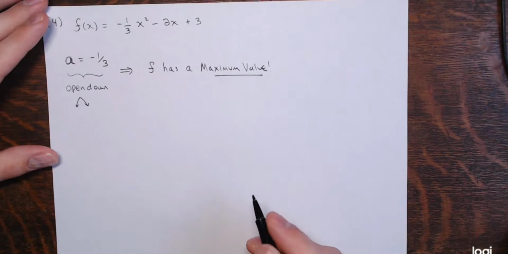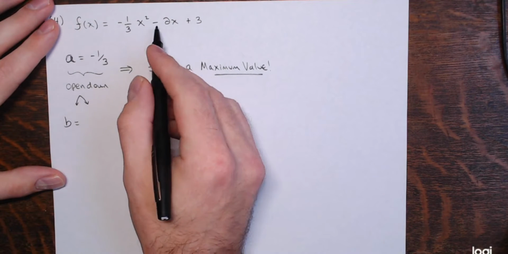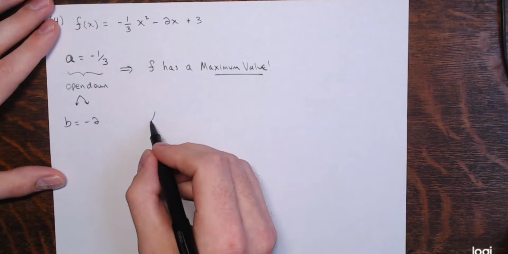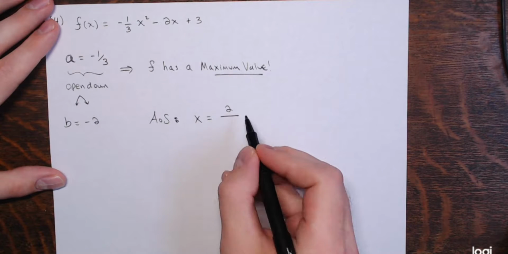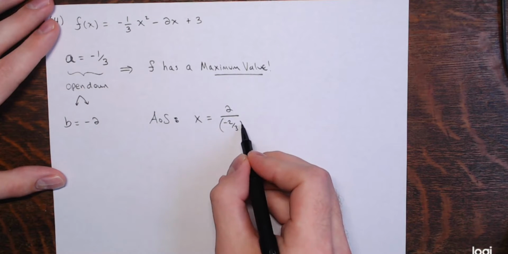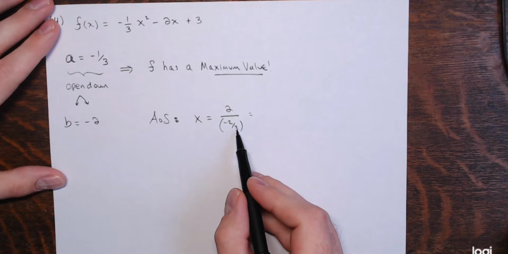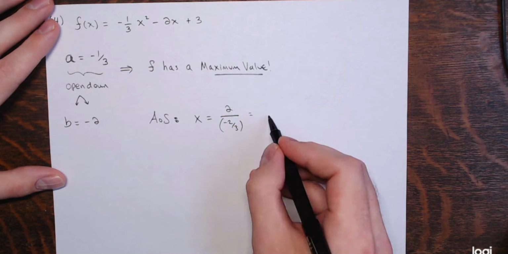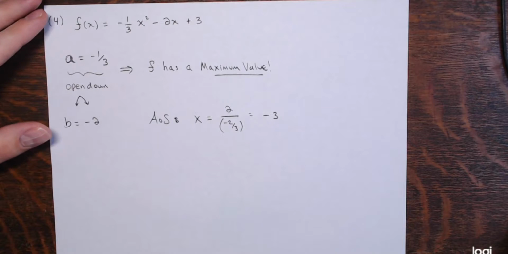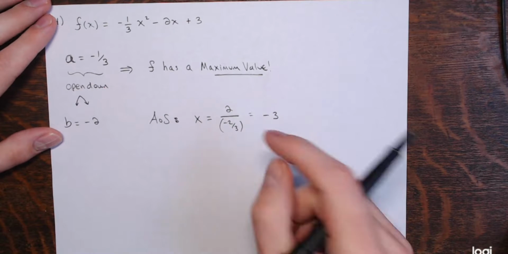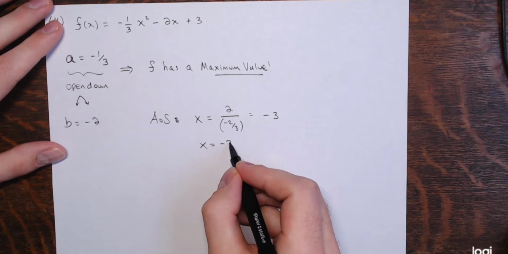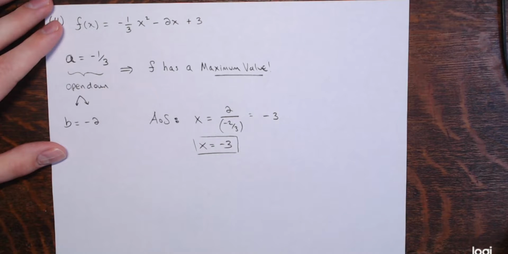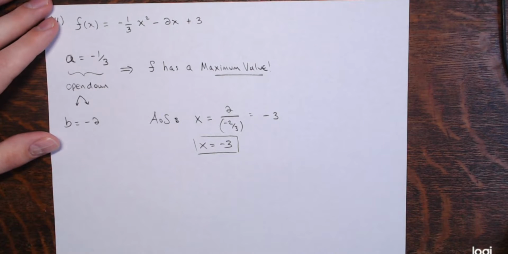Now we just need to find out what that is. The value of b is negative 2. Don't forget the negative. So the axis of symmetry, remember, is x equals negative b, which would be positive 2, divided by 2a, which would be negative 2/3. Remember, dividing by negative 2/3 is the same as multiplying by negative 3/2. So this is just negative 3. You can also multiply the top and bottom by 3 and see that. You'd have 6 over negative 2, which is negative 3. So x equals negative 3 is the axis of symmetry. That's the vertical line that'll cut the parabola in half and runs through the vertex.